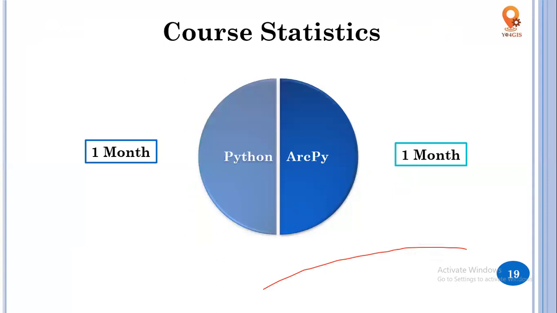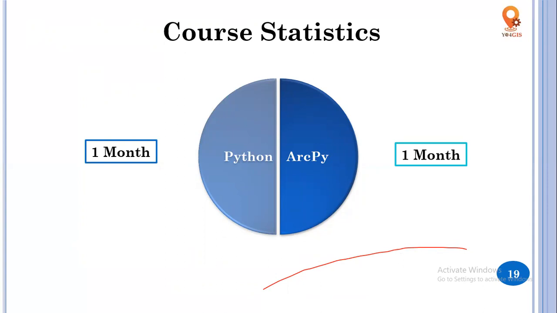Now after that, what are the course statistics? This course is basically divided into two parts. First part is core Python. We are not going to discuss any GIS thing. We are not going to discuss any geospatial thing. This initial 1 month is only for Python. That's all, nothing else.